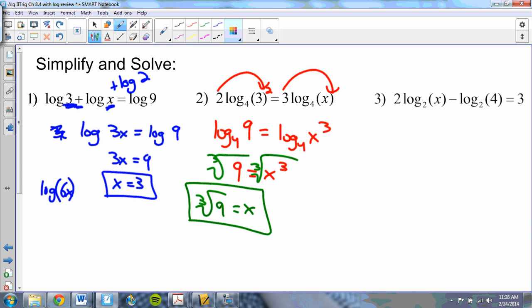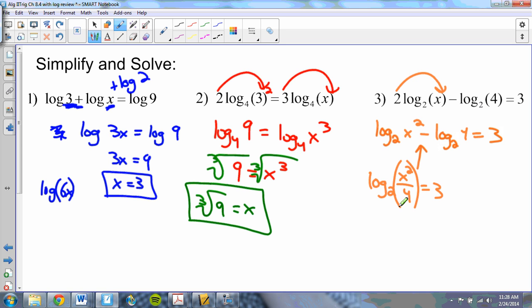Last one. I'm going to pull this 2 up as a power. So I have log base 2 of x squared minus log base 2 of 4 equals 3. Now the subtraction turns into division, which I know sounds weird when I say it, but that's what's happening. So I have log base 2 of x squared over 4, and that equals 3. That's why I like to use parentheses once these get messy. I'm trying to solve this for x. Let's try to do next.